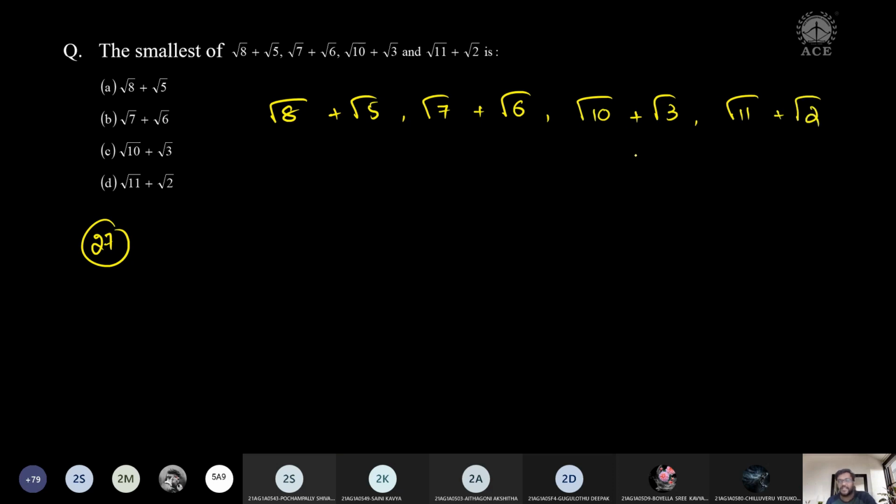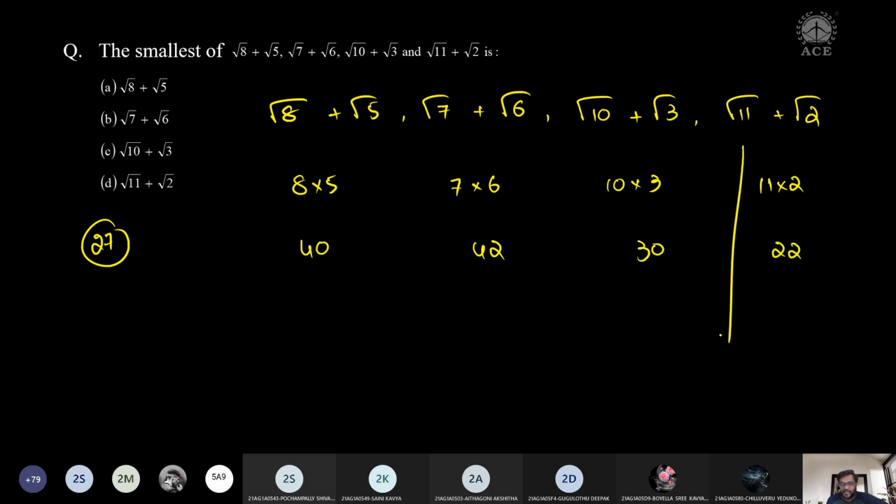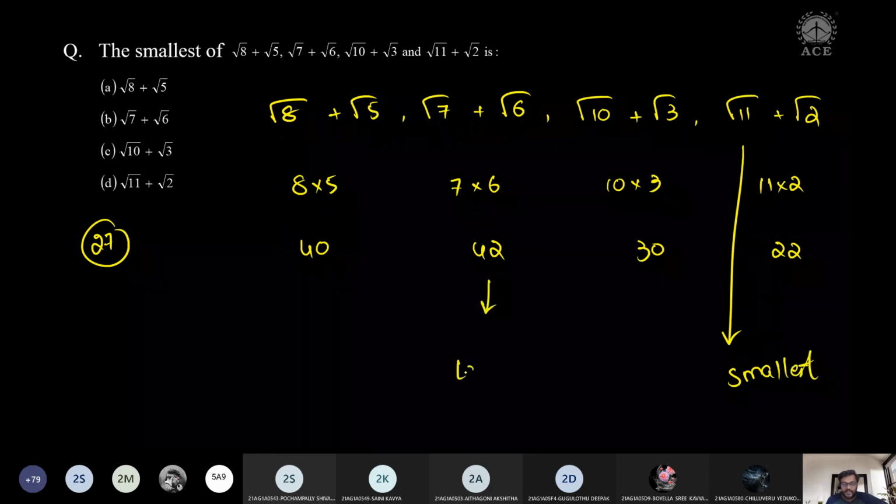Decide smallest and largest. One common thing if you observe here: 8 plus 5 is 13, 7 plus 6 is 13, 10 plus 3 is 13, 11 plus 2 is 13. When these summations are same, the answer is decided by the product of those two numbers. If summation is same, answer is decided by product of those two numbers. So this is smallest. This is largest.